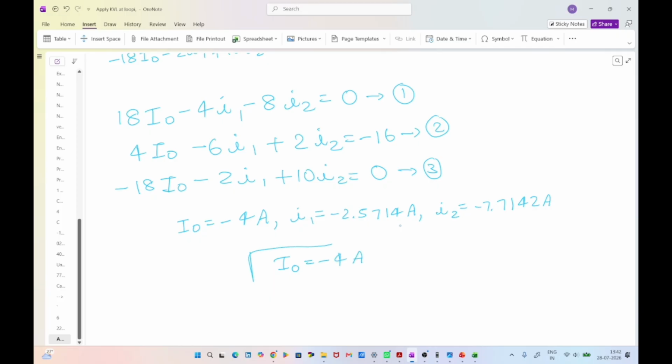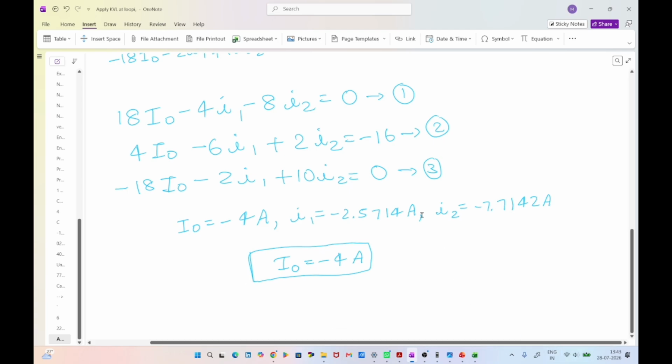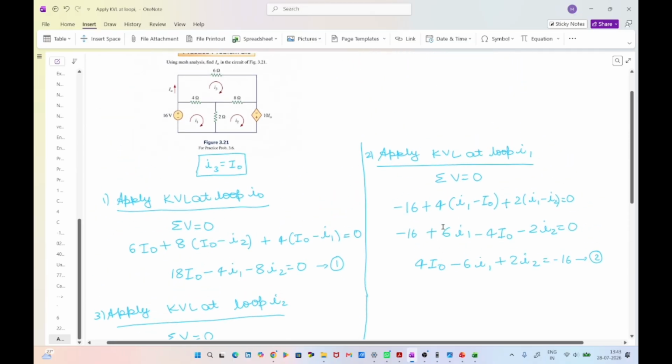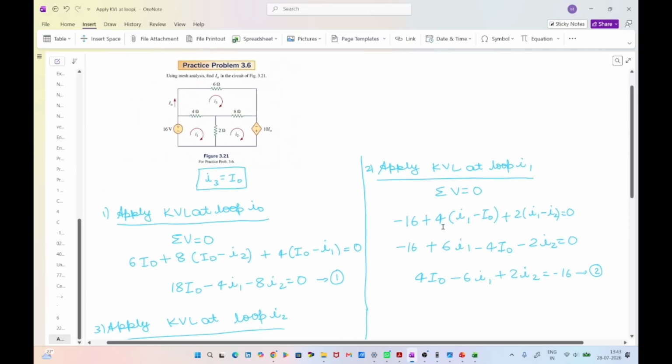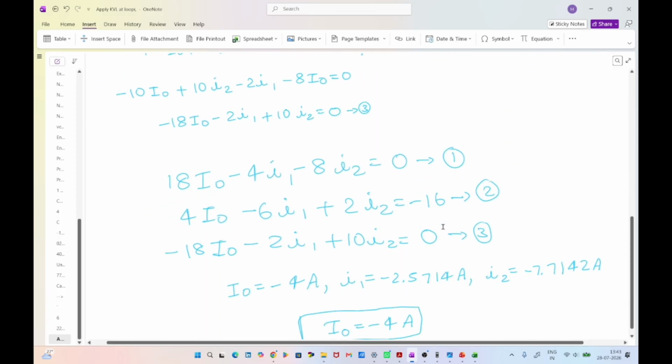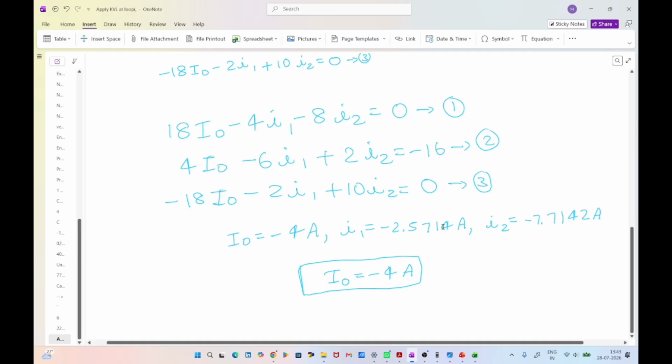I hope you understand how I solved this problem. If you have any doubt, you can comment in the comment section. Here, our aim was to find I naught, and we have found I naught. You can clearly see how I solved this complete problem.